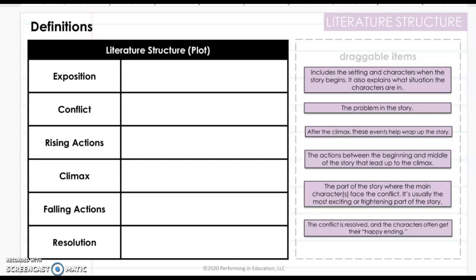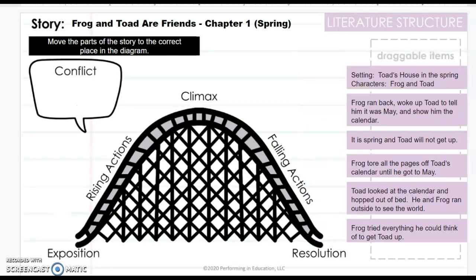Hi guys, quick lesson today on literature structure, or story structure. Basically, how a story is put together. Maybe this picture will help some of this ring a bell. Like a roller coaster, when we put the story together, these are its parts.